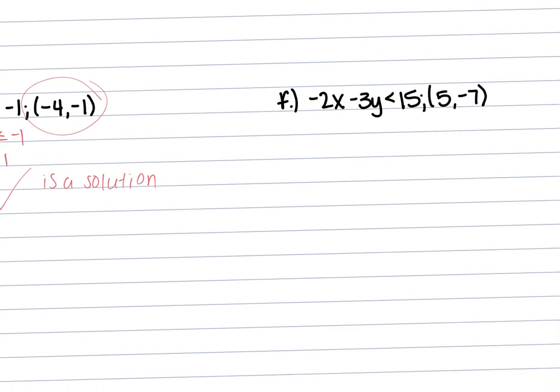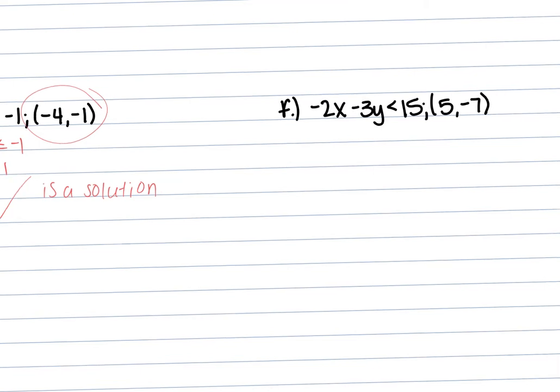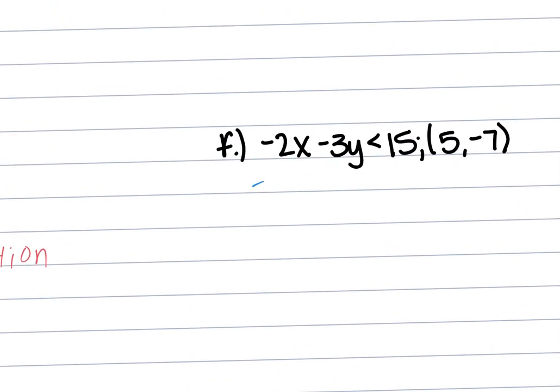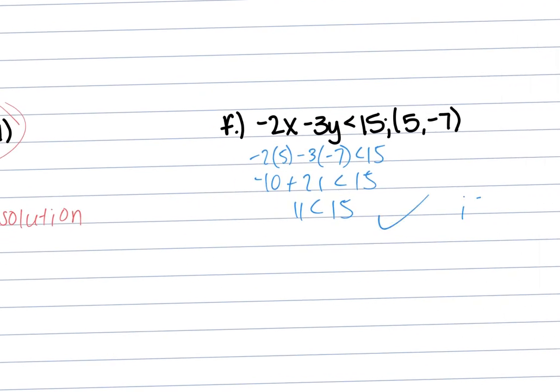For the second one, solution or not a solution? Gabby? It is a solution. Walk me through it, Gabby. Okay, so you put negative 2, and then for x you put 5. So negative 2 times 5 minus 3 times negative 7 is less than 15. Good. That gives you negative 10 plus 21 is less than 15. And that's 11 is less than 15, which is a solution. Excellent. 11 is definitely less than 15. This is a solution. Okay?